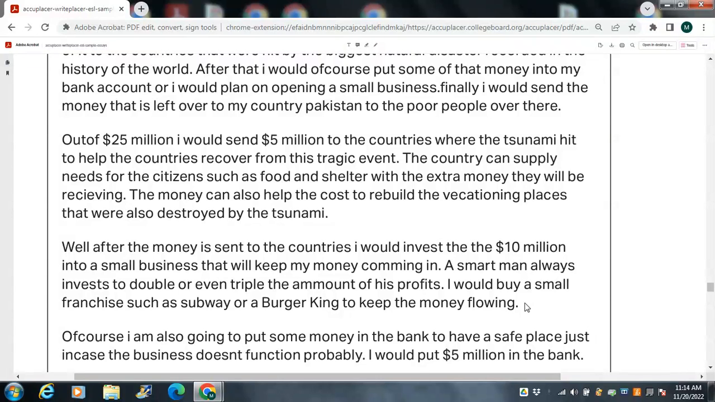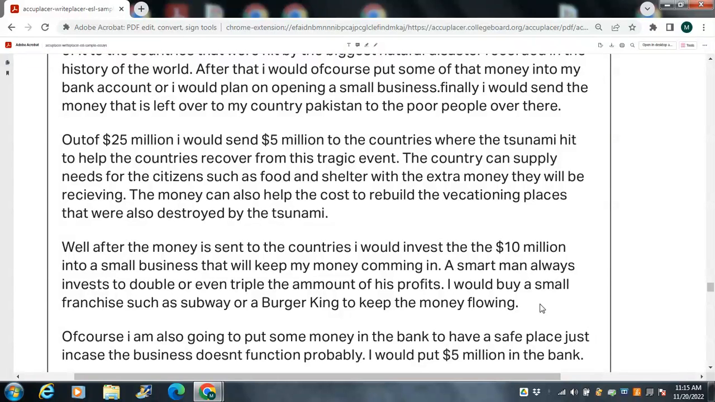This particular first sentence here, and they did use a transition word, "well, after." This is a complex sentence. So, "Well after the money is sent to the countries, comma, I would invest the 10 million into a small business that will keep my money coming in." So we've got a DC, a dependent clause, followed by an independent clause in the middle, and then ending with another dependent clause, that will keep my money coming in. So a complex sentence. However, this one is a little bit different because they have a DC, IC, DC.